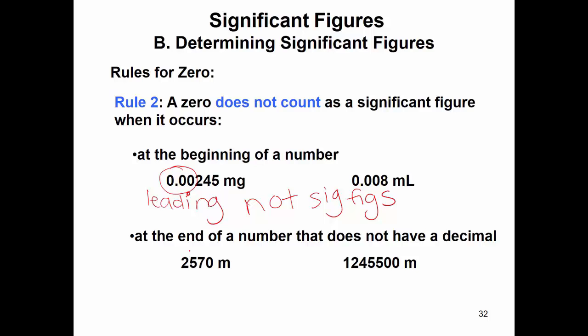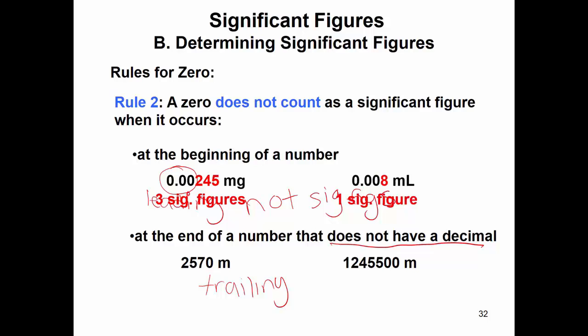The last rule is a number that trails, so these are trailing zeros that do not have a decimal. Previously we saw that they were significant with a decimal, but if they do not have a decimal place and they are trailing, then they are not significant. If we look at the first one here, we have 3 significant digits, the 2, the 4, and the 5. The zeros are not.